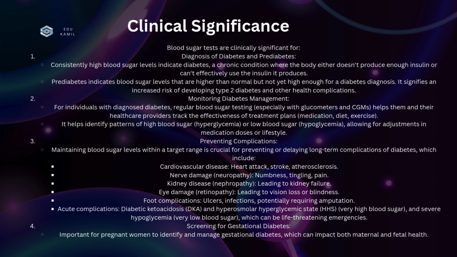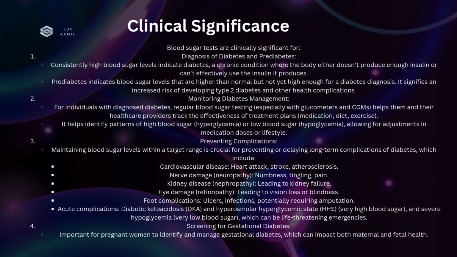2. Monitoring diabetes management. For individuals with diagnosed diabetes, regular blood sugar testing, especially with glucometers and CGMs, helps them and their healthcare providers track the effectiveness of treatment plans, medication, diet, exercise. It helps identify patterns of high blood sugar, hyperglycemia, or low blood sugar, hypoglycemia, allowing for adjustments in medication doses or lifestyle.